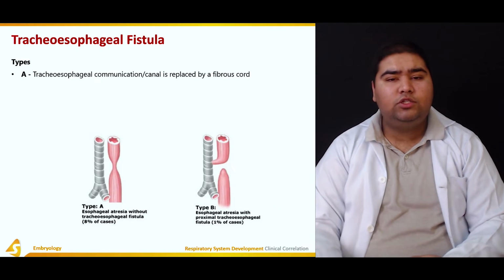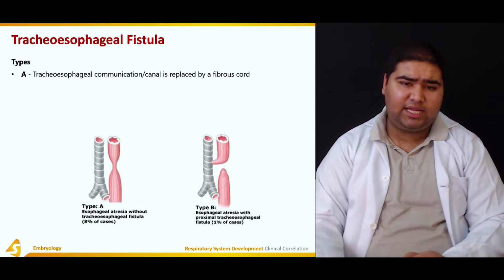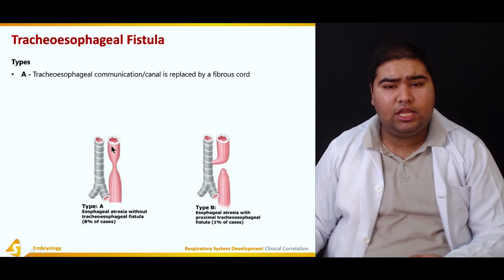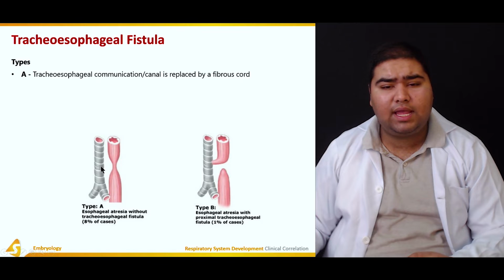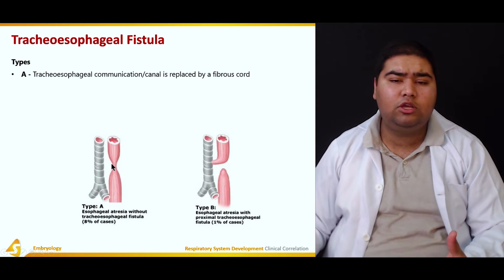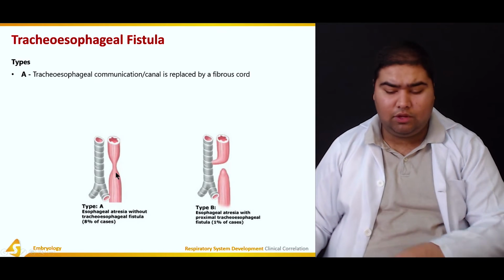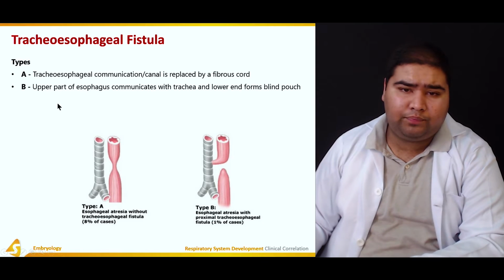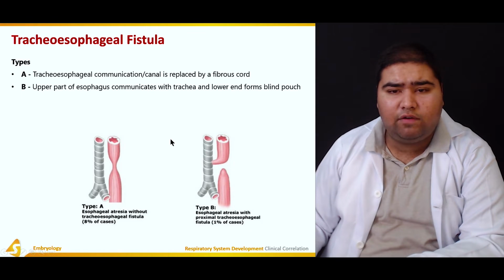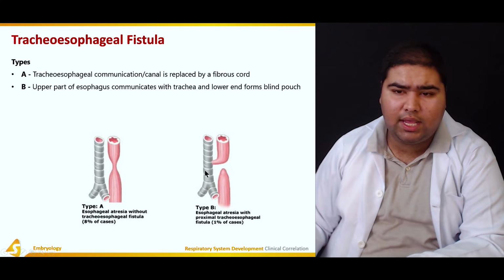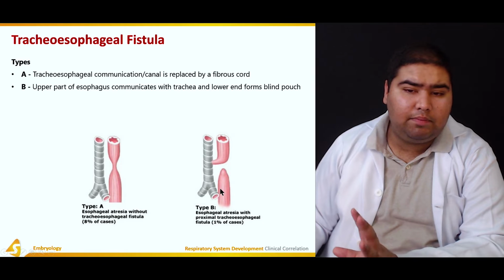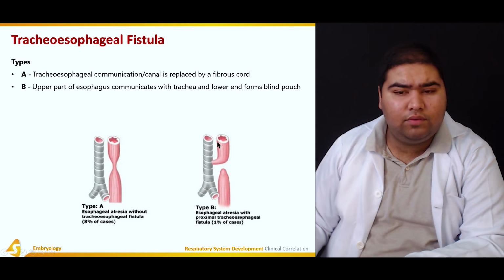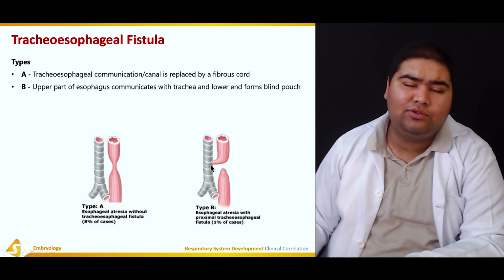Let's see. We have 5 major types. In the first type, the tracheoesophageal communication is replaced by a fibrous cord. So there can be a fibrous cord in between, and the lumen may be slightly stenosed. In the second type, the upper part of the esophagus communicates with the trachea. Here you can see the upper part is communicating with the trachea, and the lower part forms a blind tube. It is a completely blind tube, so whatever food one eats goes directly to the trachea.